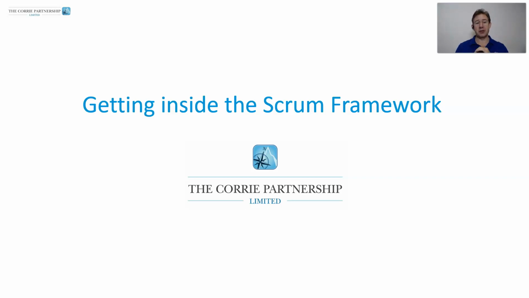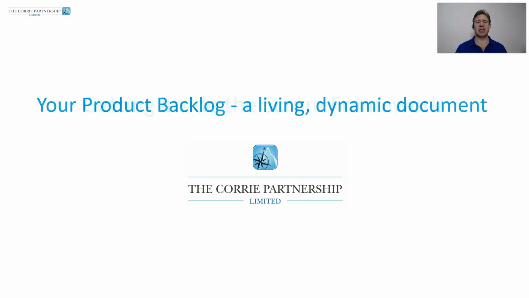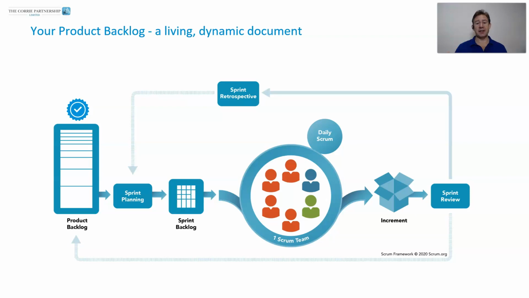We'll take our time to go through the Scrum framework over the next few videos, and let's start with the product backlog. Remember, it's a living, dynamic document, something that continually evolves throughout the entire life of the product that it's actually supporting. It's the first of the items that we have in the Scrum framework infographic that you see in front of you right now. And so it's a really, really good starting point.